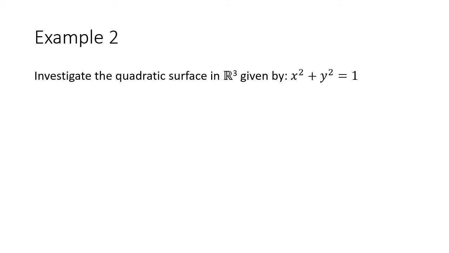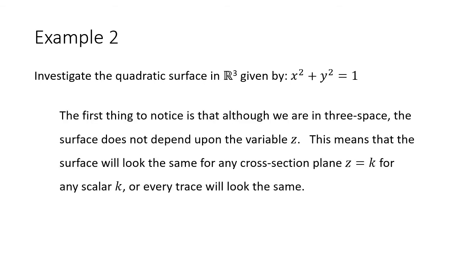So let's look at some of these surfaces. Let's say I want to investigate the quadratic surface in R3 given by x squared plus y squared equals 1. Now the first thing to notice here is that although we're in 3-space, in R3, the surface does not have the variable z in it at all.